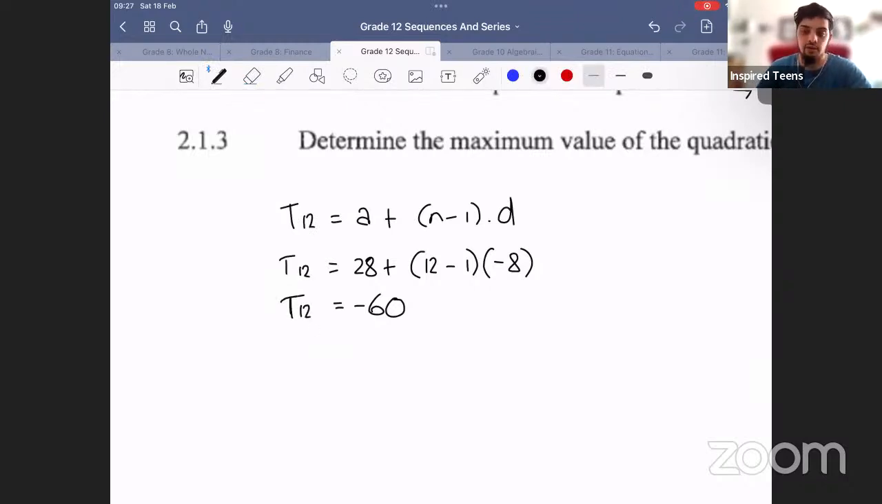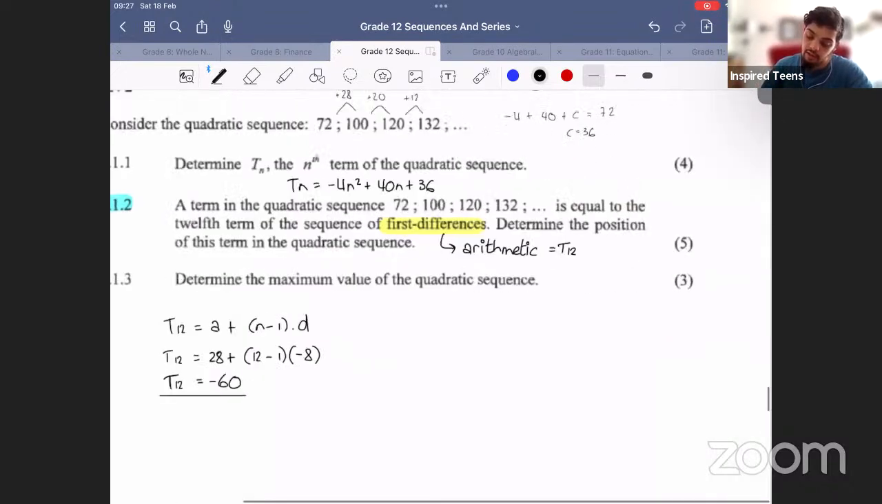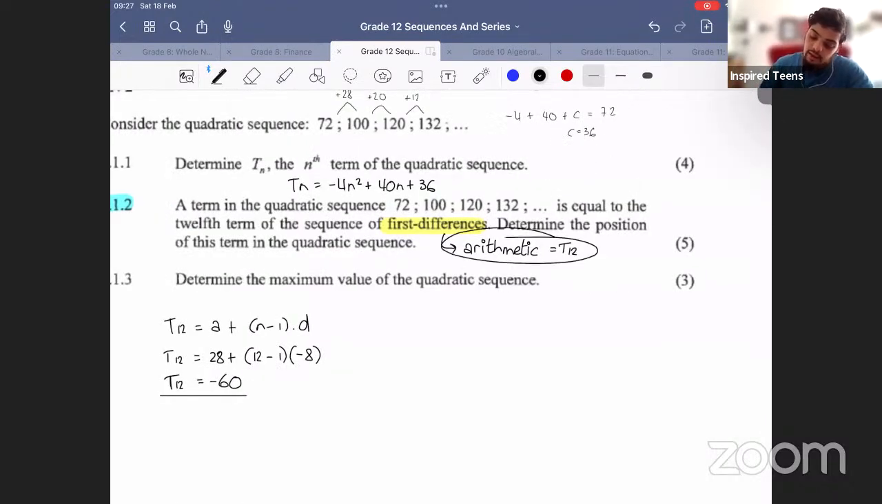Okay, so that's the understanding you need to have for this question, that the first differences form an arithmetic sequence. In this case, T12 is equal to negative 60. So I know that the 12th term in the arithmetic is negative 60. And then they say that this 12th term is equal to a term in the quadratic. They want to know which term in the quadratic that is. So now I actually have the value of that quadratic term. I need to find n.